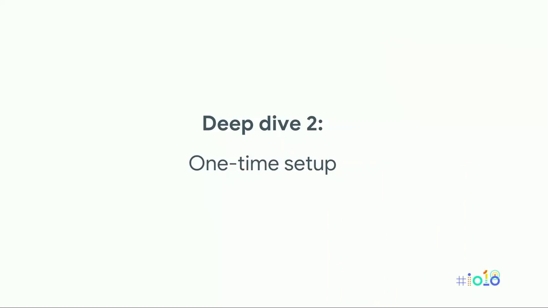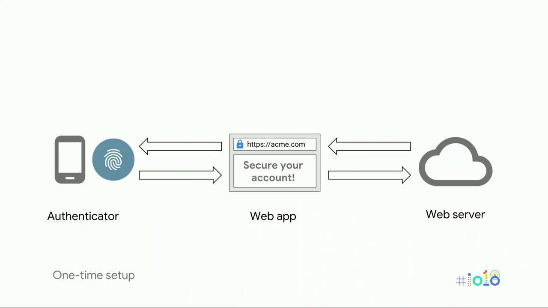So now, let me walk you through the one-time setup flow in more detail. You did not see this in the demo, because I already did this last week. There are three important participants in this flow: the authenticator itself, the web application running in the browser, and the web server. Suppose that it is once again Jane who is now setting up the fingerprint reader in her phone as an authenticator.